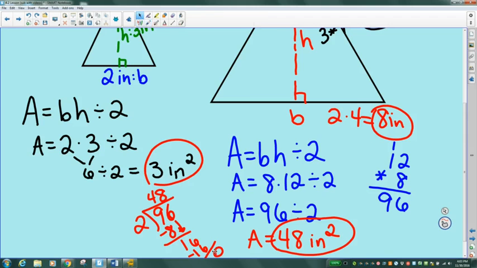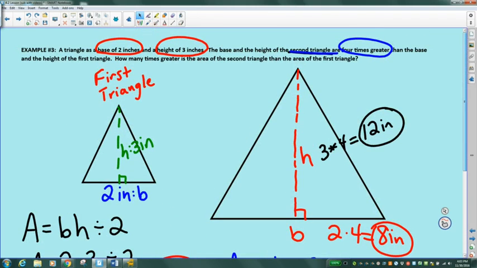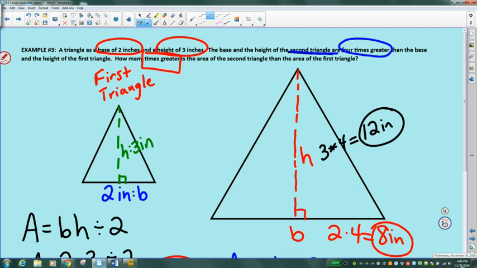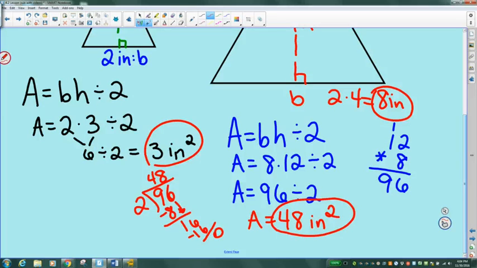And I want to go back up to the question to determine what do I have to do with these numbers. It says how many times greater is the area of the second triangle than the first? So what on earth does times greater than mean? Is it adding, subtracting, multiplying, or dividing? Well, we know times greater is very similar to times more, which is on the bottom of our division, so we're actually going to divide. We're going to look down at our areas. 48 is our second triangle, and we want to know how many times larger that is than 3.